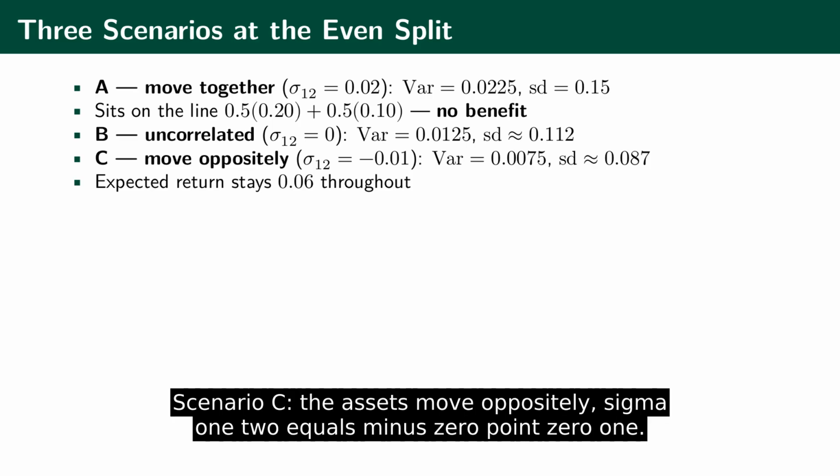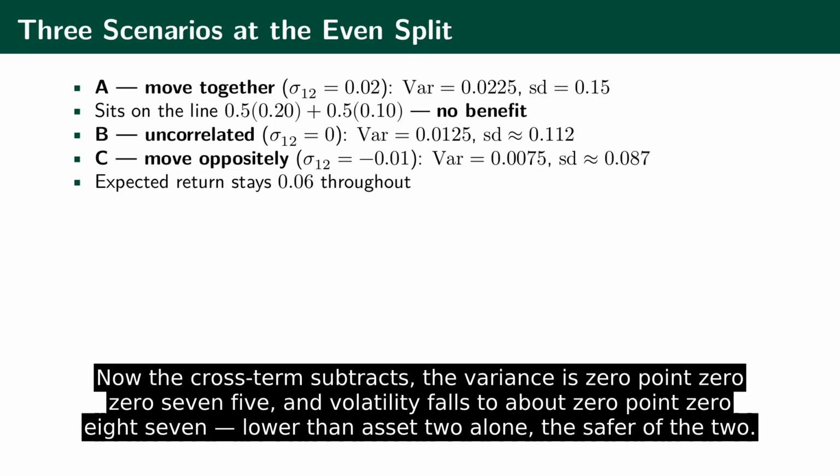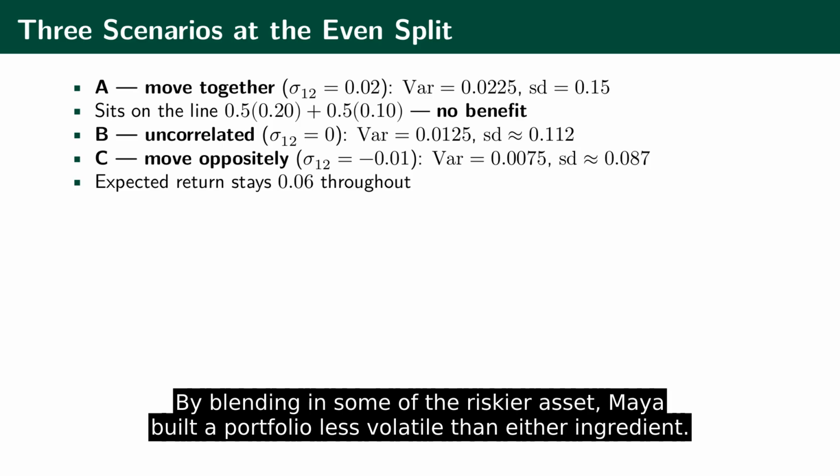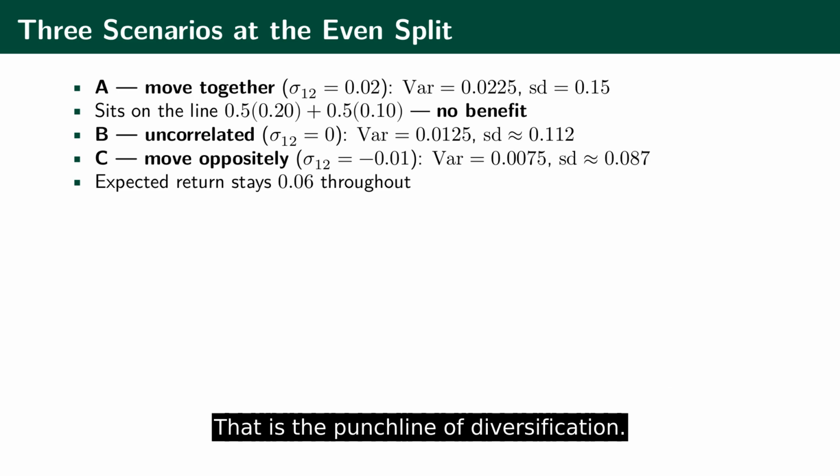Scenario C. The assets move oppositely. Sigma 1, 2 equals minus 0.01. Now the cross term subtracts, the variance is 0.0075, and volatility falls to about 0.087, lower than asset 2 alone, the safer of the two. By blending in some of the riskier asset, Maya built a portfolio less volatile than either ingredient. That is the punchline of diversification.